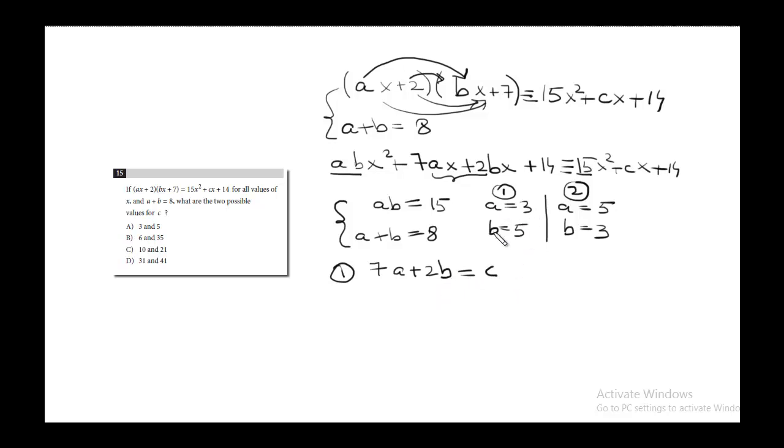Now, being given that a is 3 and b is 5, we have that c will be equal to 7 multiplied by 3, 21, plus 2 multiplied by 5, 10, 21 plus 10, 31. Or in the second case, 7a plus 2b is equal to c. Therefore, c will be 7 times 5, 35, plus 2 times 3, 6, 35 plus 6, 41. So c can take the values 31 or 41. Therefore, the correct answer is D.